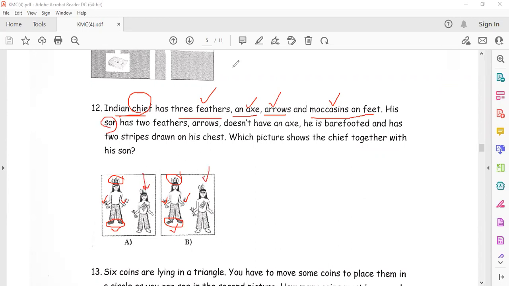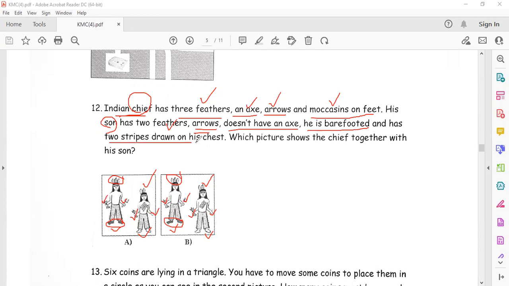He has 2 feathers. Now let's check whether he has 2 feathers. All right, this one fella has 2 feathers. This one has 2 feathers. So feathers is correct. He has arrows. Now he has arrows here. He has arrows here. Doesn't have an axe. Correct. He doesn't have an axe. And this guy also doesn't have an axe. He is barefooted. All right. He's not wearing any kind of moccasins.